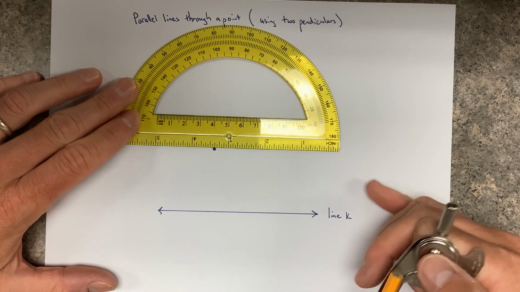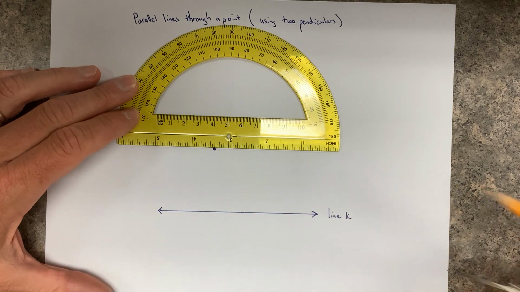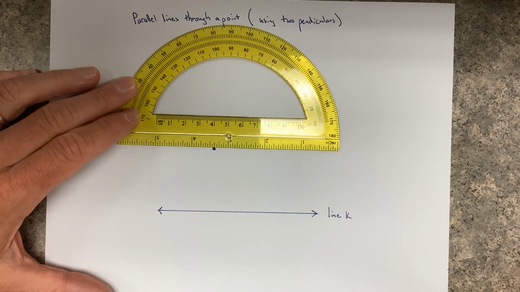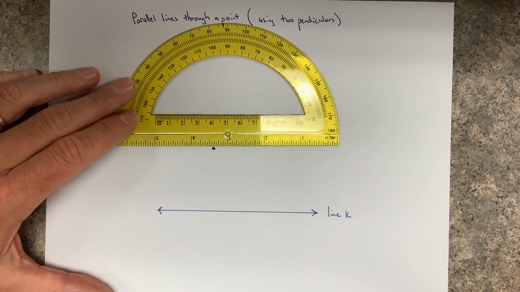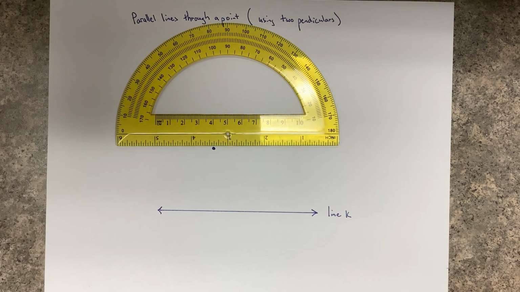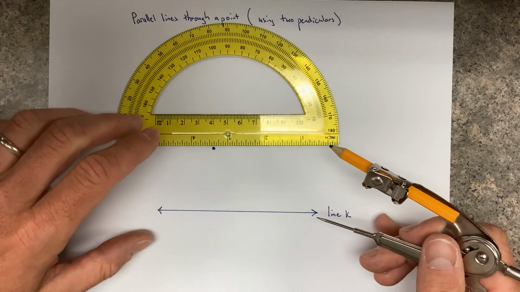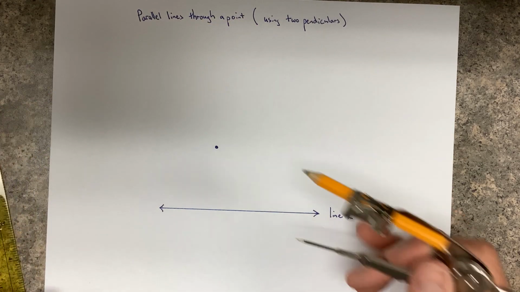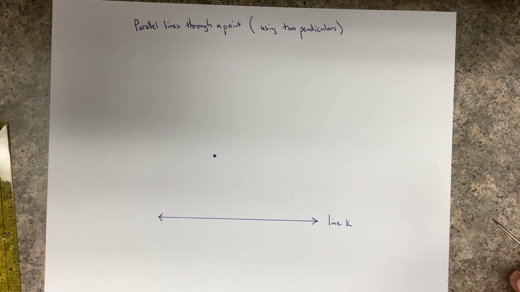Parallel lines are coplanar lines that never touch, right? So they have the same slope. So I could probably eyeball it and draw something like that, but I need it perfect. So I need to do a construction. So here's what we're gonna do. We're basically gonna make two perpendiculars.